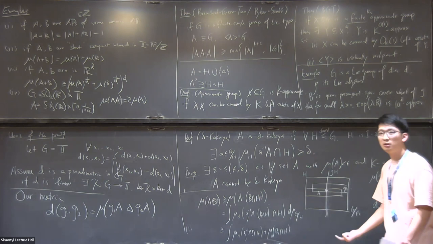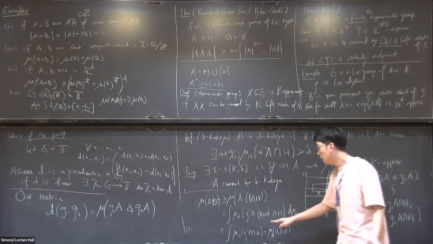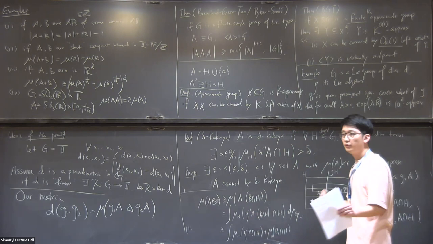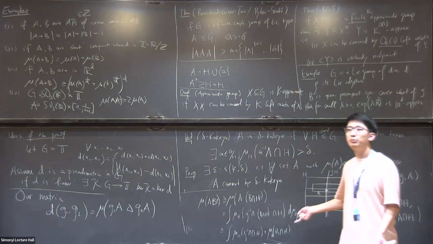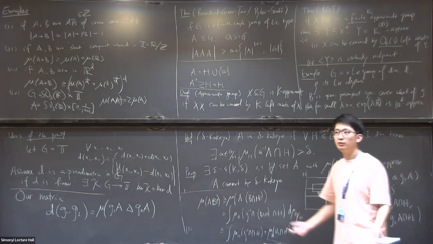So what does it tell us? It means if equality nearly happens, so this step is almost equality, that means mu xy is almost mu x plus mu y in the torus. But we know everything in the torus. That means they are intervals. So using this trick, you can show that all the fibers are intervals.